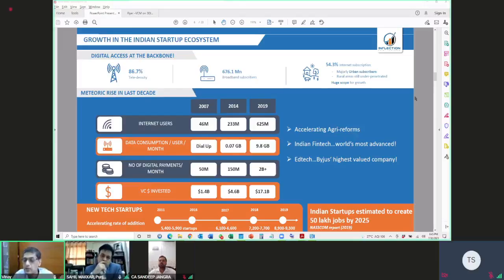Number of startups every year is about 9 to 10,000 in this country, and they will create about 50 lakh jobs every year by 2025. Think about India. We have grown up saying, go educate yourself, otherwise you will not be able to earn well.